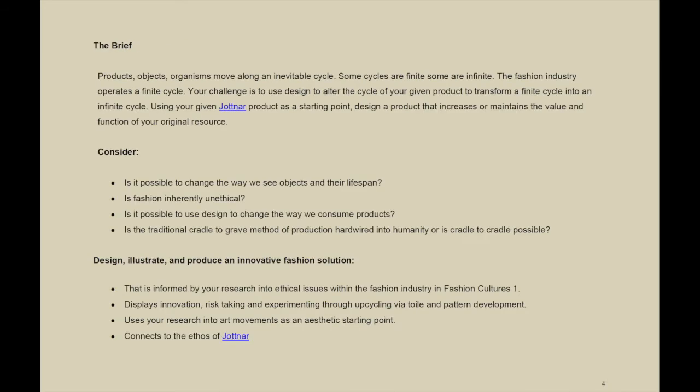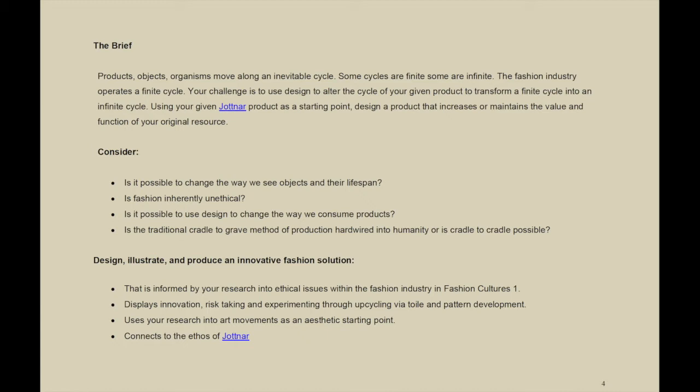Here we go. Let's jump through it. The brief. Products, objects, organisms move along an inevitable cycle. Some cycles are finite and some cycles are infinite. They're probably 2 things you want to define. The fashion industry operates a finite cycle. Your challenge is to use design to alter the cycle of your given product to transform a finite cycle into an infinite cycle. And it's a fairly tricky thing, moving from a straight line to a circle. Using your given Jotner product as a starting point, important to look at who they are, design a product that increases or maintains the value and function of your original resource.